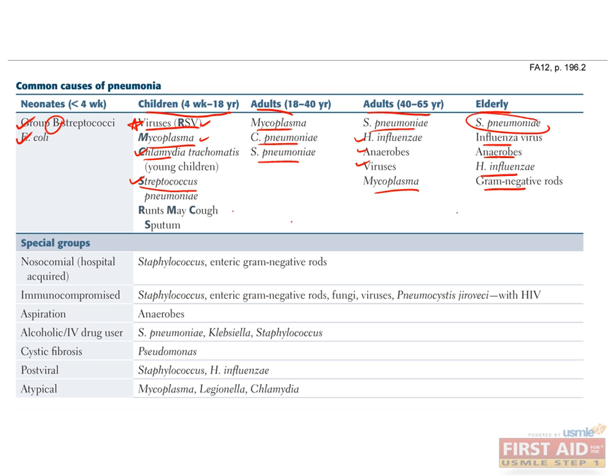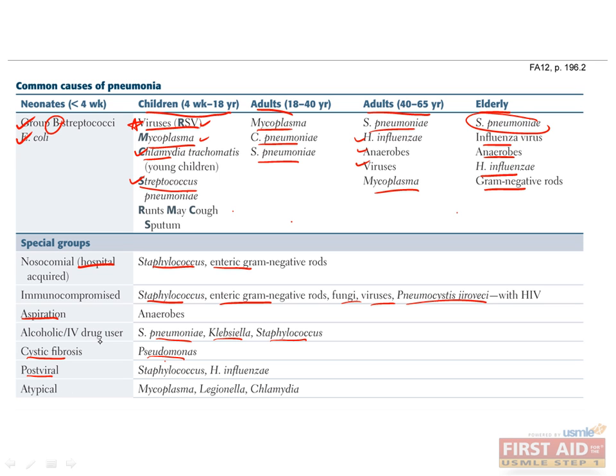In addition to thinking of causes by age, we can also categorize pneumonia by how it's obtained. Hospital-acquired pneumonia is often due to Staphylococcus and enteric gram-negative rods. Pneumonia in immunocompromised individuals can be caused by staph, enteric gram-negative rods, and also fungi, viruses, and Pneumocystis jirovecii in HIV patients. Pneumonia caused by aspiration is often due to anaerobes such as Klebsiella, S. pneumoniae, and Staphylococcus. Patients with cystic fibrosis are most likely to get pneumonia from Pseudomonas.